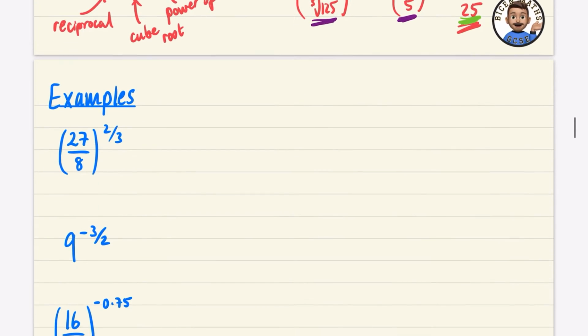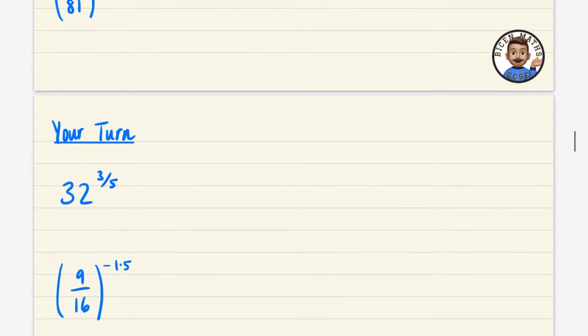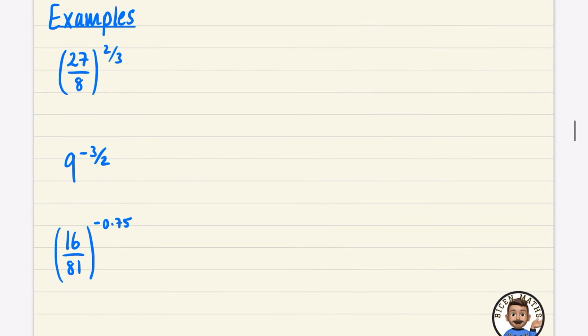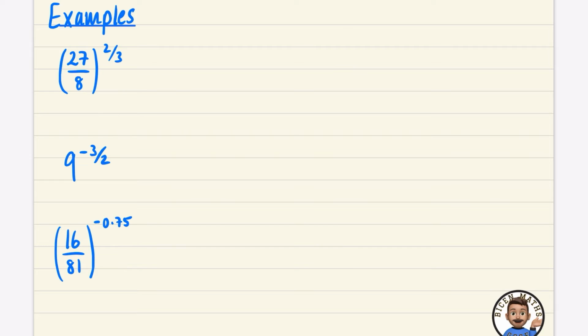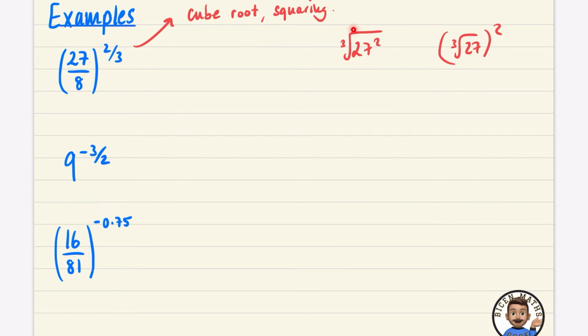So let's see if we can combine some of these things that we've got here into these 3 examples, and then you've got 3 that you're going to have a go at. So this is 27 over 8 to the power of 2/3. Now there's actually only 2 things going on in this one, there's no reciprocal. So the 2/3 means that it's going to be the cube root, and it means it is going to be squaring. And you can do it in any order, but I think if you're going to try and find the cube root of 27 squared, rather than trying to do the cube root of 27 and squaring it, they'll give you the same answer, but this one's going to be a lot easier.